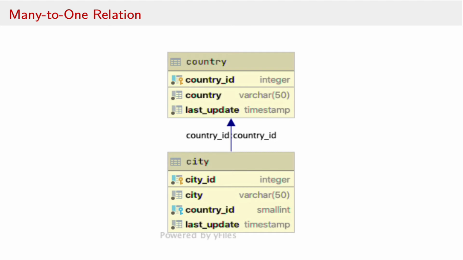Here's the ERD for the country and the city tables in our DVD rental database. We can see that we've got a primary key of country ID for country and a city ID for city. And then we've got a foreign key relationship here where the city stores a country ID of the country that it's a part of. So we can have one country per city, but a given country can have many cities associated with it. So that's what we're talking about with a many-to-one relation, many cities in one country.